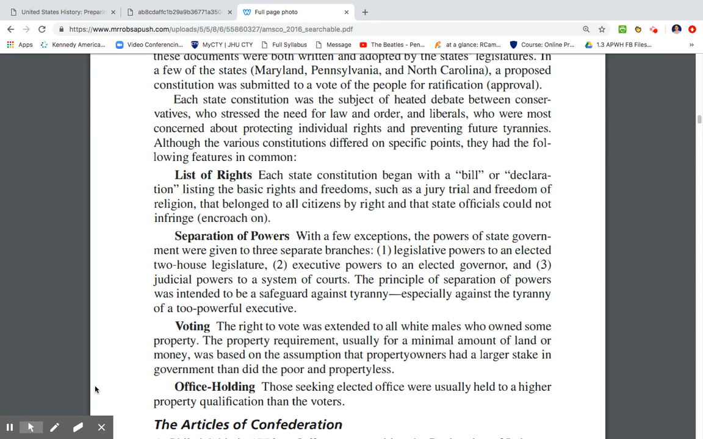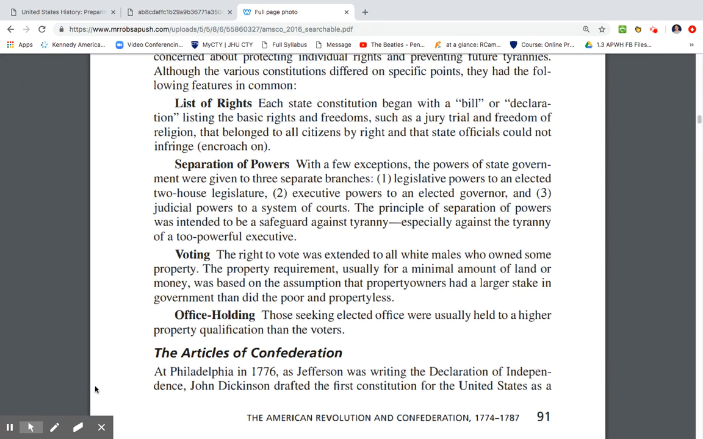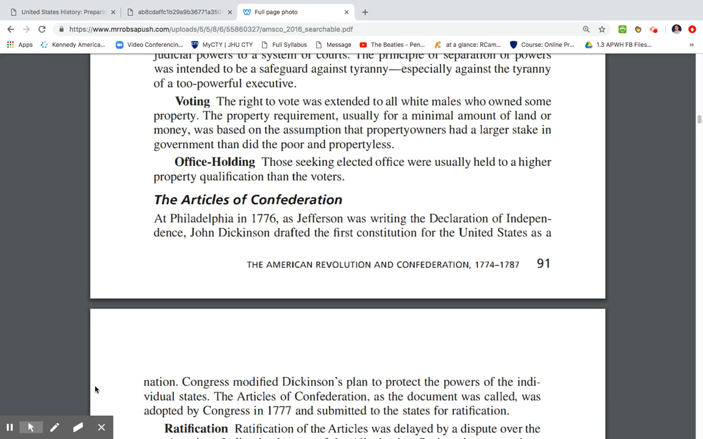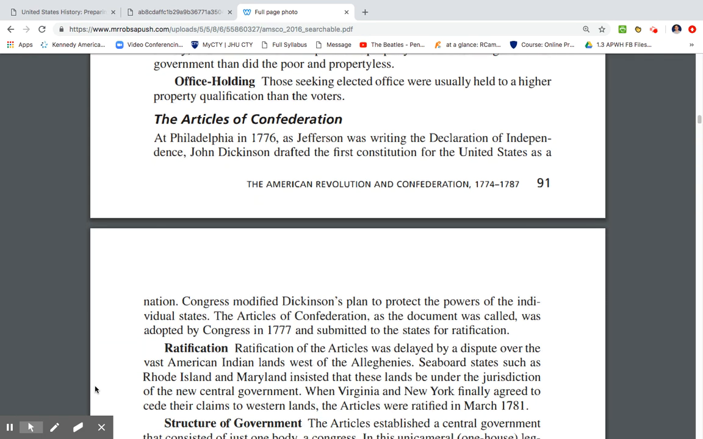The voting. The right to vote was extended to all white males who owned some property. The property requirement, usually for a minimal amount of land or money, was based on the assumption that property owners had a larger stake in government than any of the poor. So it's saying most people agreed that people should be allowed to vote, but it should be white people that had property because they're well educated and they have more stake in terms of the way the country should be governed or the state should be governed. Office holding, those seeking elected office were held to a higher property qualification than the voters, right? So they should own more land.